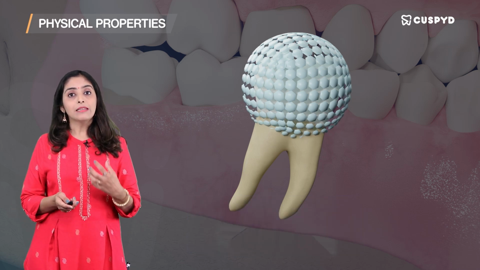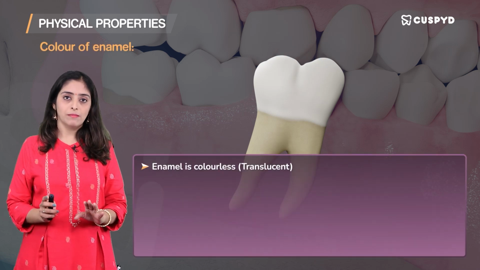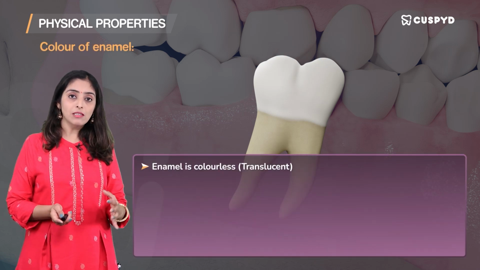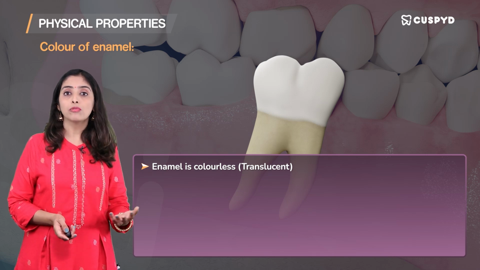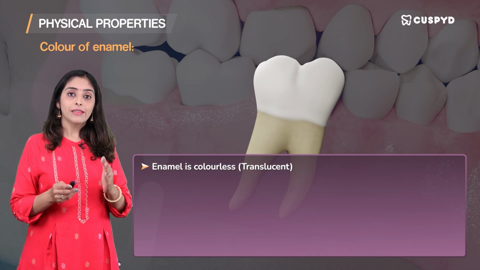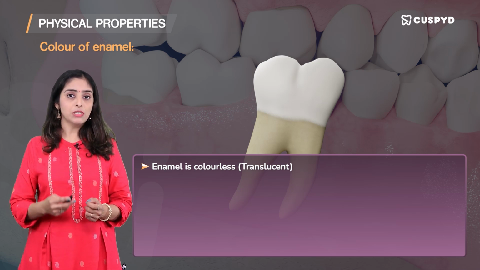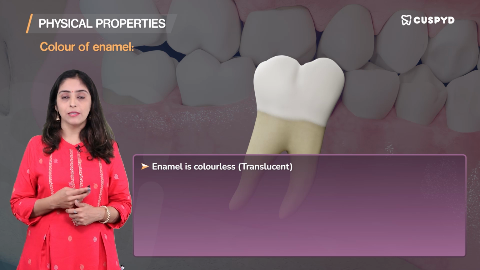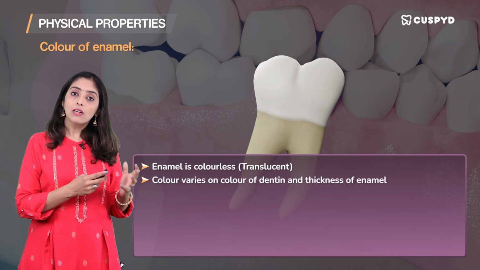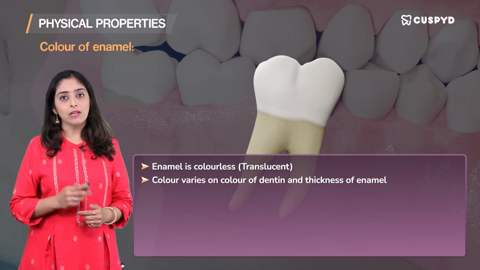Now, enamel by nature doesn't have a color of its own. So, it is colorless. But instead of calling it colorless, we actually call it translucent. It allows some light to pass through it, thereby reflecting the color of the underlying tissue. And the tissue that is right beneath enamel is dentine. So, based on the color of dentine and the thickness of enamel, the tooth will take on that color.